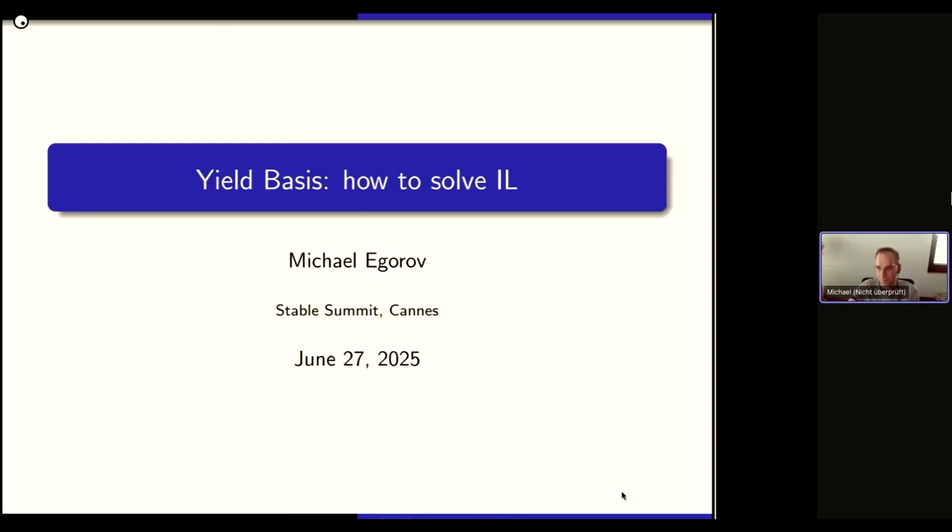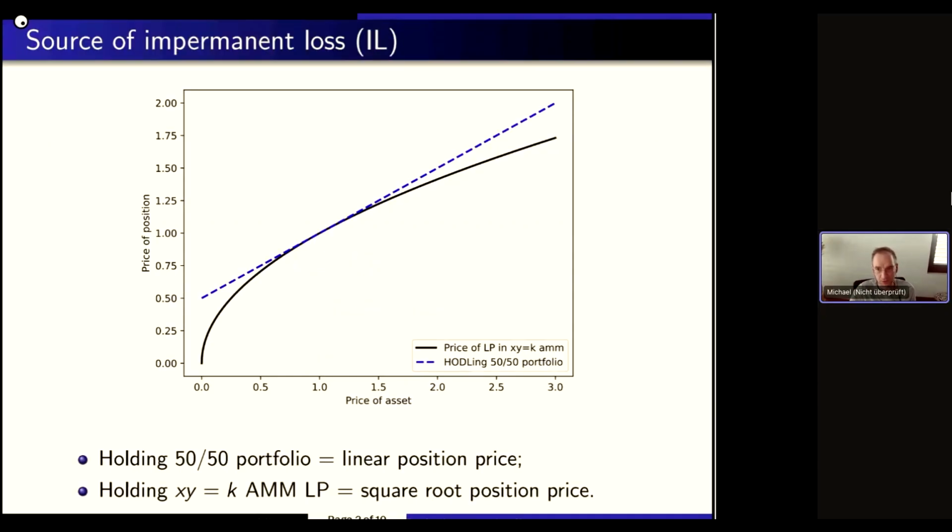All right, and maybe some people saw them already, and maybe it was even in the context of Bitcoin, but actually it's not about Bitcoin, it's about solving the problem of impermanent loss. So what is impermanent loss? Why is it such a big deal?